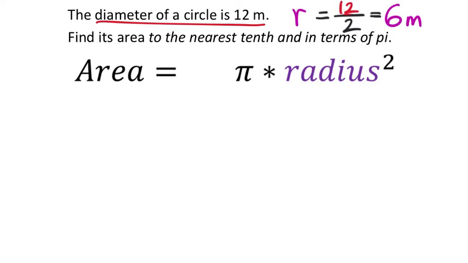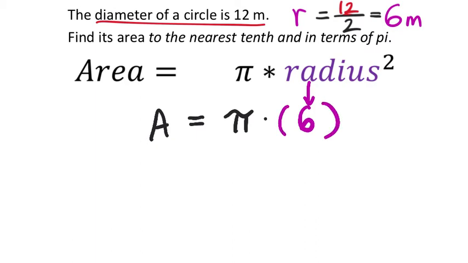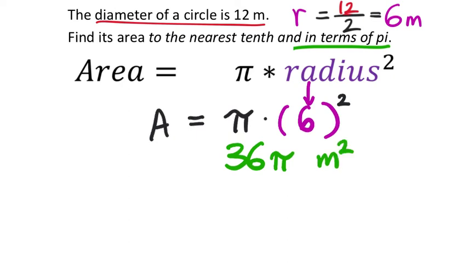And that means I can go to my formula and I can replace the radius with 6. So the area is pi times 6, which I'll put in parentheses again, to the power of 2. When I do this in the calculator, it will give me the answer in terms of pi, which is showing me as 36 pi. And like I said, I'll label this in square meters, or meters squared, like this. But it is important for us to understand this is the answer in terms of pi. So that's the first one that we want.